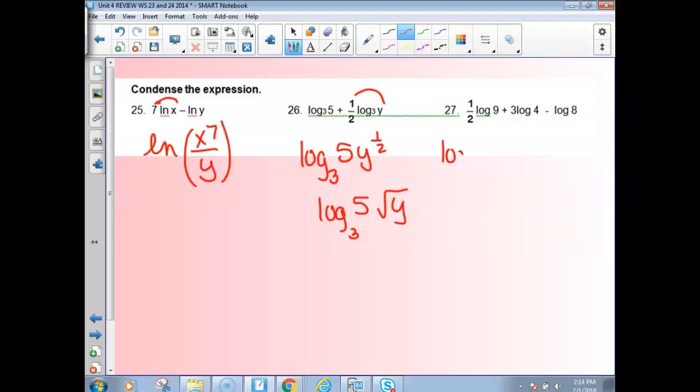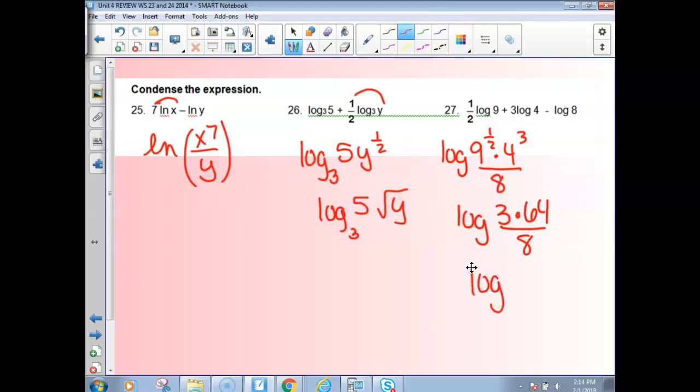The next one, log in base 9 of 1/2. That'll be times the log of 4 to the 3rd divided by 8. Now, this can be simplified. 9 to the 1/2 is the square root of 9. You ought to know that. That's 3. 4 to the 3rd, you should know, is 64. And then we're dividing by 8. So simplified, this is the log of 24. Yes. If it's that easy to simplify, yes. Because these are numbers. You can't do it to these, okay?